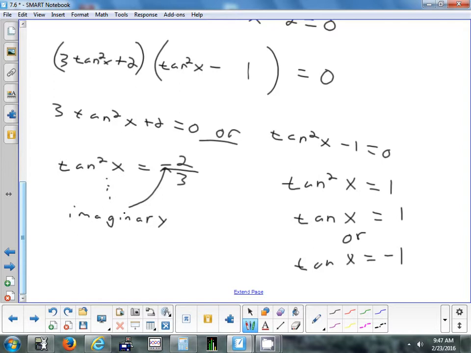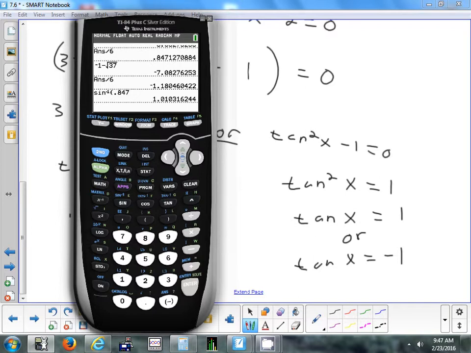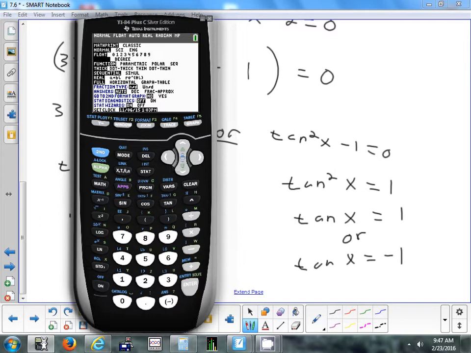Okay. And how do I solve each of those? What am I going to do to get rid of tangent? Inverse of tan. Yeah. Take the inverse tangent. So do inverse tangent of 1. Let's do this in degrees. See if we get a nice answer.